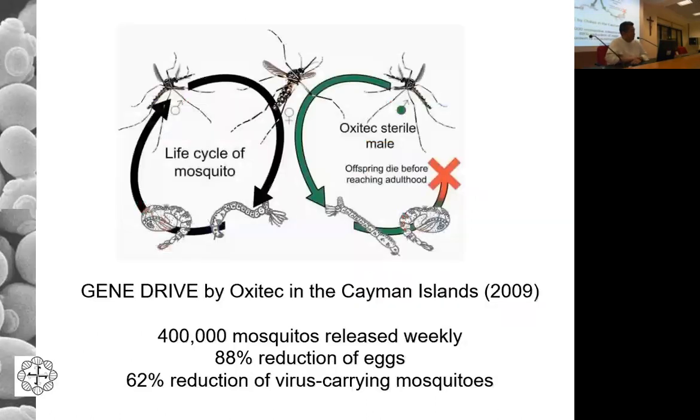Now it's interesting because it's already been tried. This is an experiment by a company from the United Kingdom called Oxitec. They went to the Cayman Islands in 2009. The reason why Cayman Islands is because it's an island, so the mosquitoes couldn't go anywhere. What they did is they released 400,000 mosquitoes every week. 400,000. And they noticed that over the generations, you had 88% reduction of eggs and 62% reduction of the virus-carrying mosquito. And so this is an attempt to alter the ecology of the environment to decrease infectious mosquitoes.